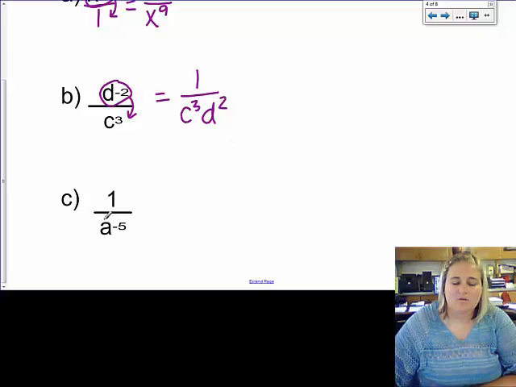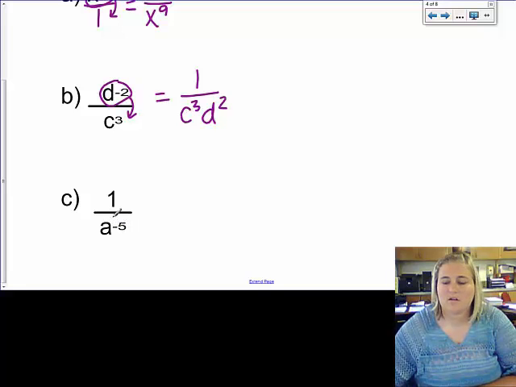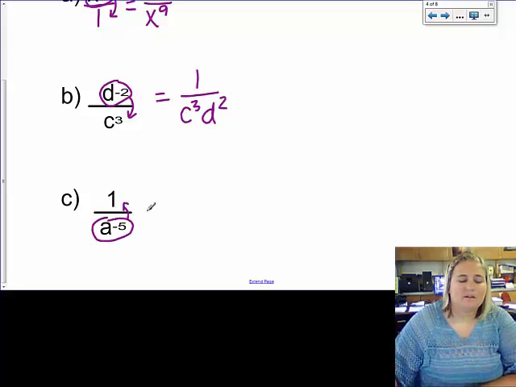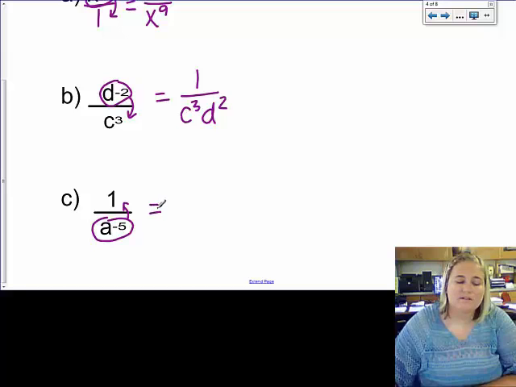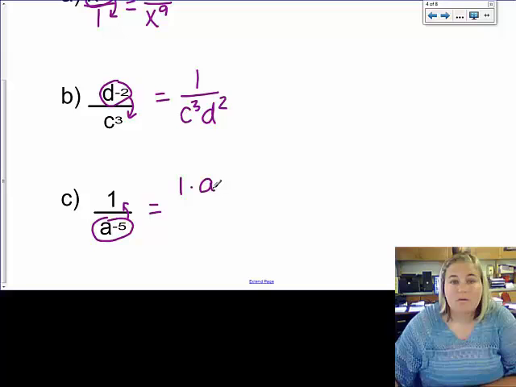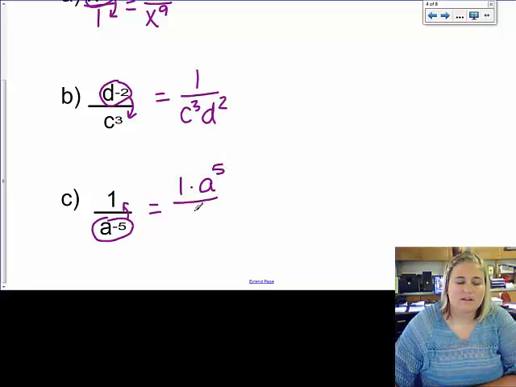On c, my negative exponent is in the denominator. So I'm going to take the negative exponent with its base and move it up across that fraction bar. When I do that, on top I technically have 1 times a, and instead of negative 5, I will then have a positive 5 over 1. Well, I don't have to show the 1 times, and I don't have to show the 1 on the bottom either. So my final answer here would just be a to the 5th power. Final answer.